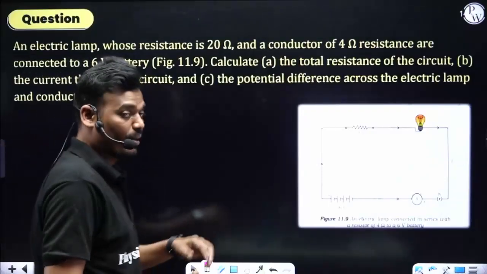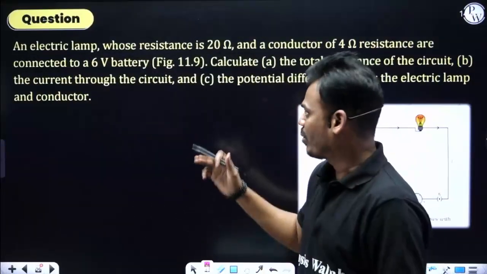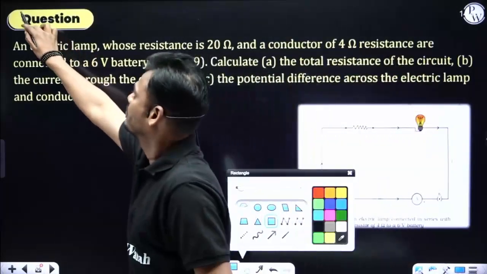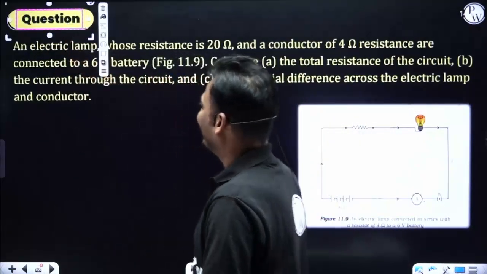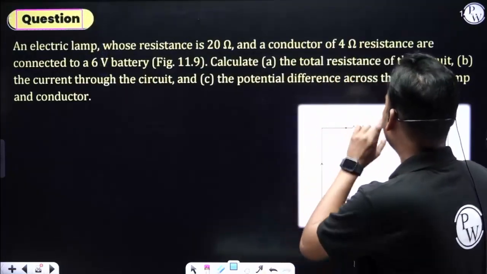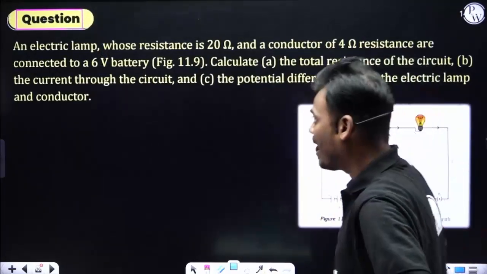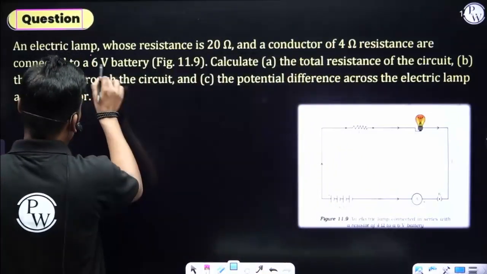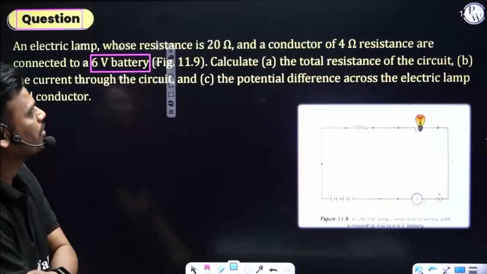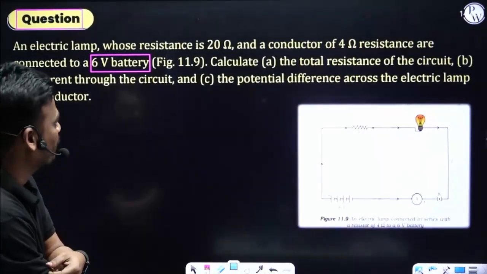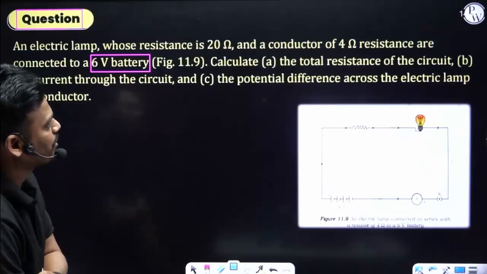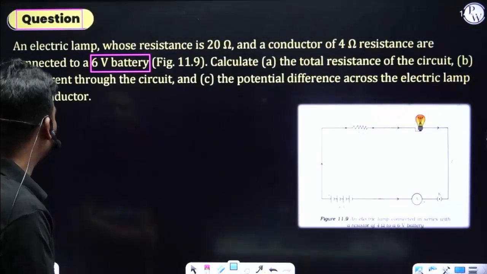Before that, here we have one question. The question says, an electric lamp whose resistance is 20 ohm and a conductor of 4 ohm resistance are connected to a 6 volt battery, as in this figure. Calculate: A, the total resistance of the circuit. B, the current through the circuit. And C, the potential difference across the electric lamp and conductor.